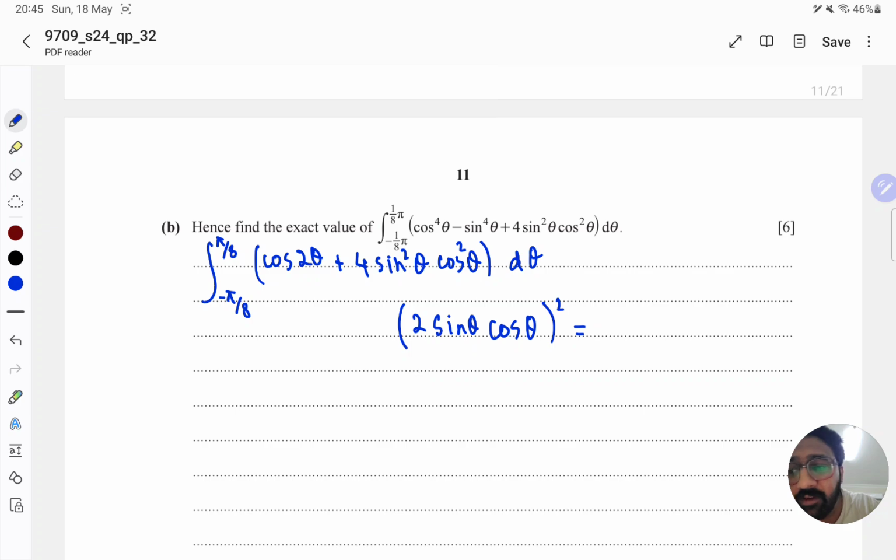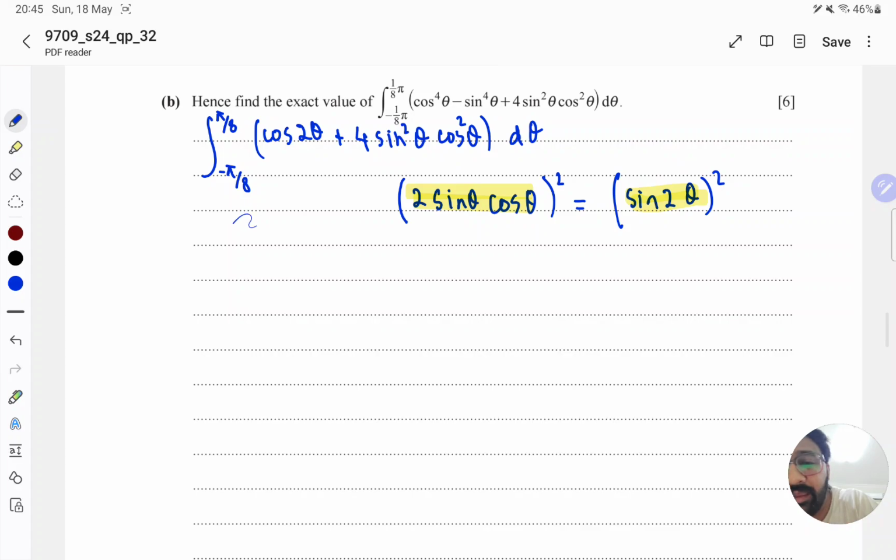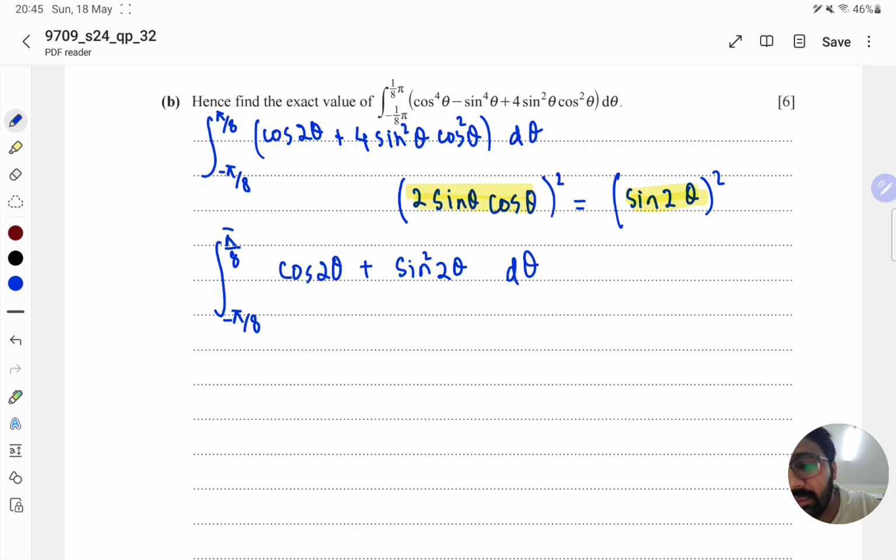This can be, why? Because we know that 2 sine theta cos theta can be written as sine 2 theta whole square. Basically this identity is equal to this identity. Now I'll replace this over here. It will become the integral from pi by 8 to minus pi by 8 of cos 2 theta plus sine square 2 theta d theta.